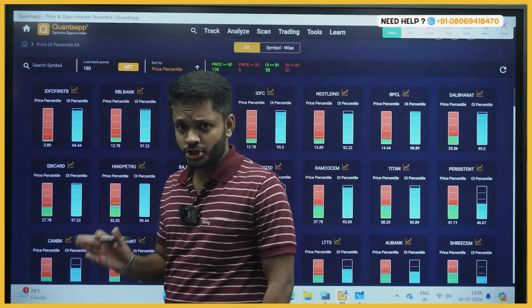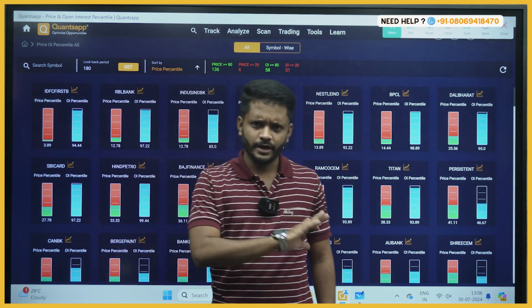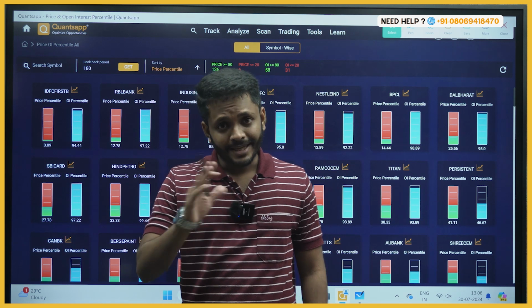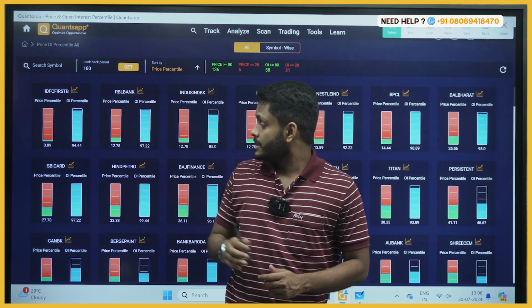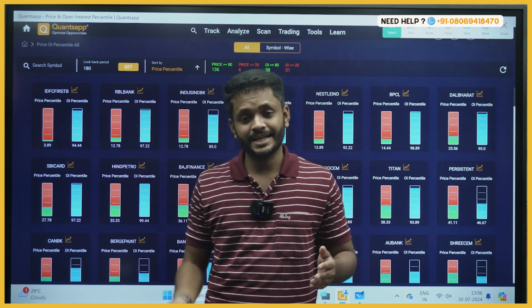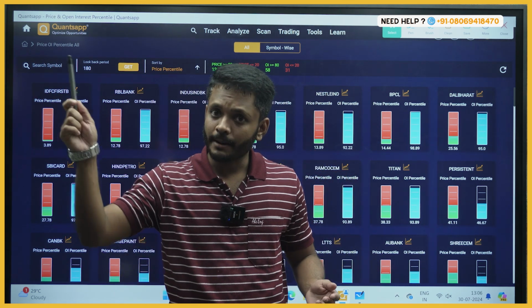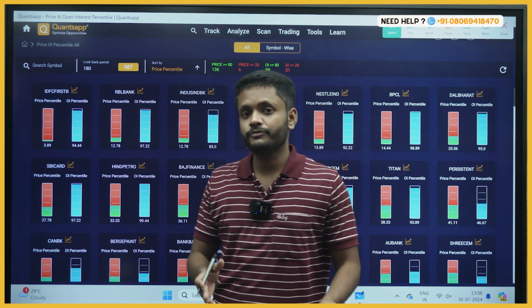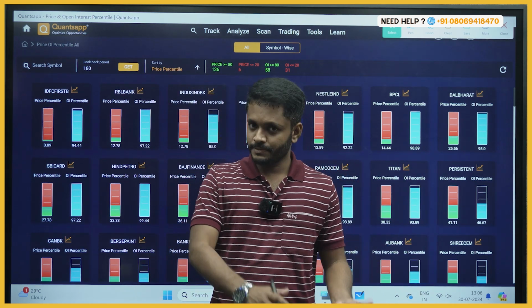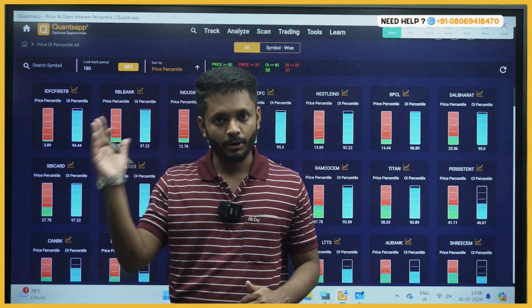Whenever you are planning a short trade, not a bullish trade, you can tweak this condition as per your convenience. Sometimes even a price percentile below 20 and OI above 90 works well. But it is safe if you play when the price percentile is below 10 and OI is above 90.